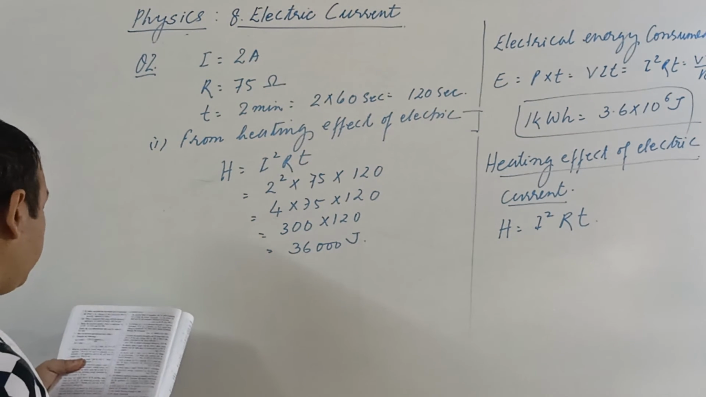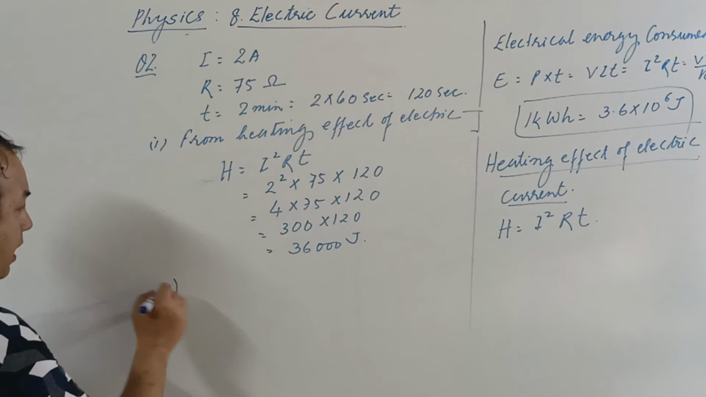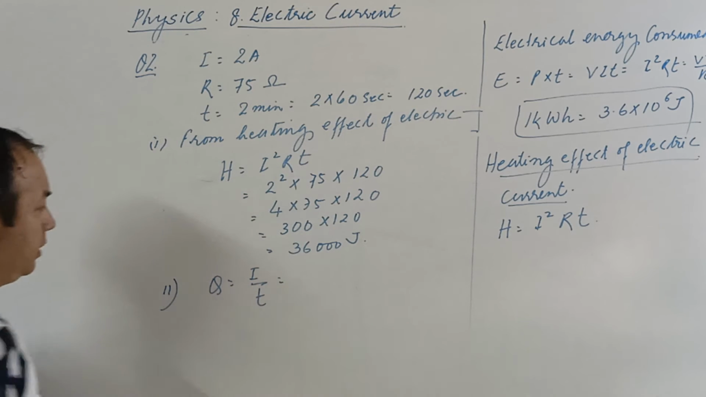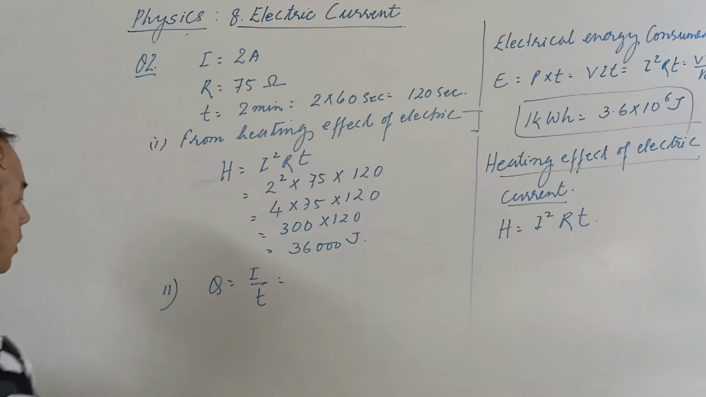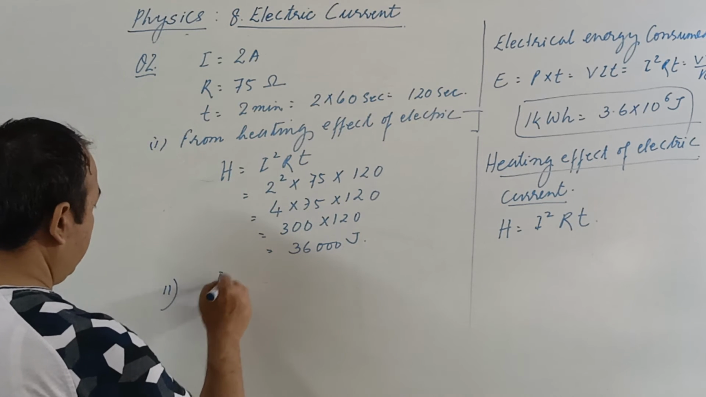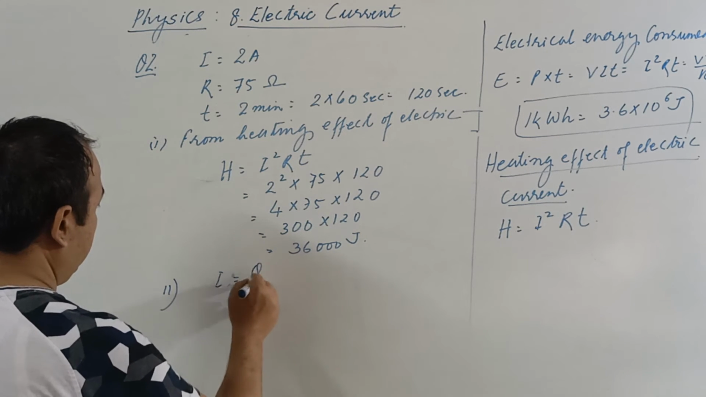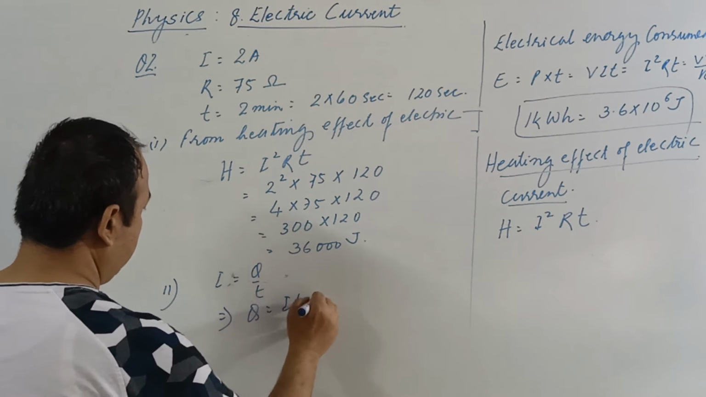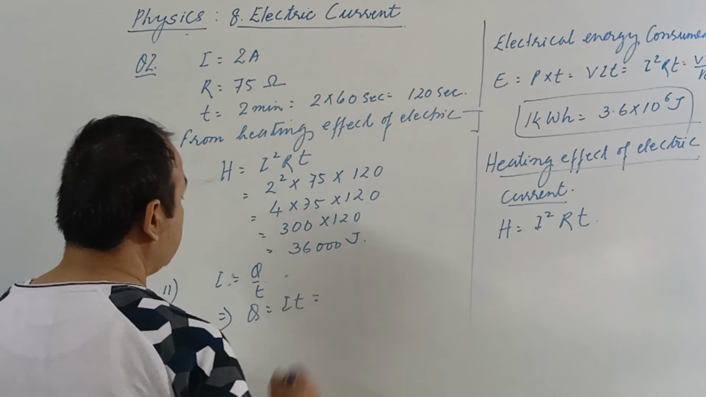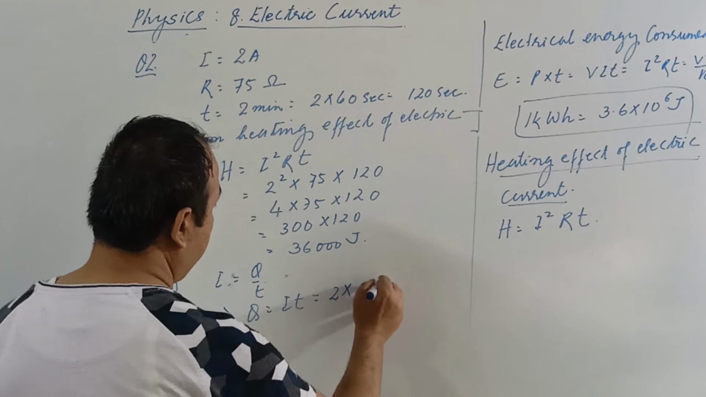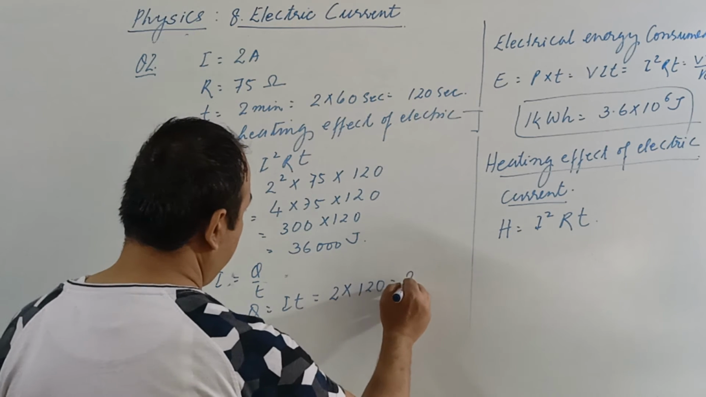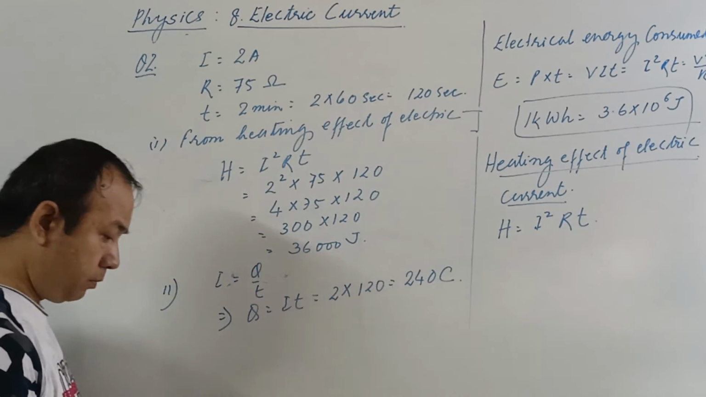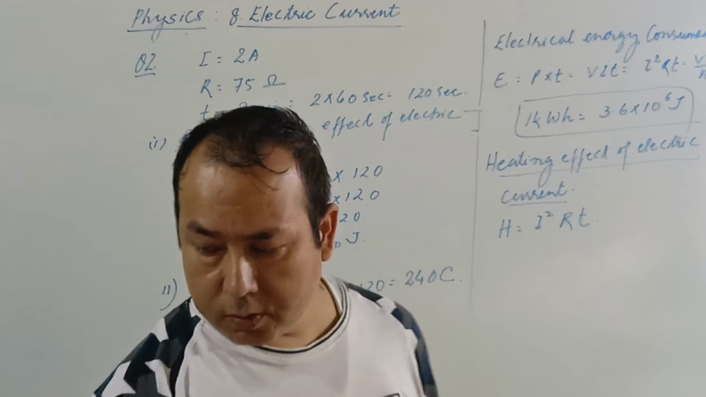Then after that, how much charge is passed through the resistance? We need to find the charge. We know that current is equal to charge upon time. I is equal to Q upon T, which implies Q is equal to I into T. Now put the value. The value of I is 2 and the time is 120. So it's coming 240, and the unit of charge is coulomb, 240 coulomb. So this is how we need to calculate.